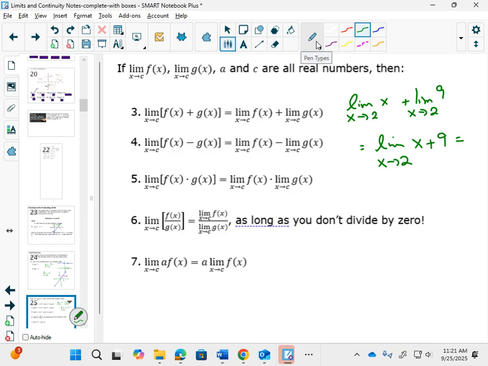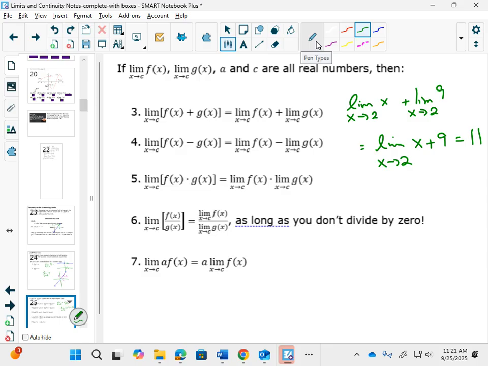What is the limit as x gets close to 2 of x plus 9? This is not really hard. It's going to be 11. Because the limit as x gets close to 2 of just x, you know that that's already 2. And the limit as x gets close to 2 of 9, well, that 9 is always 9.